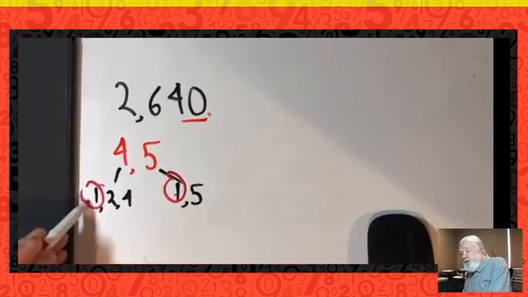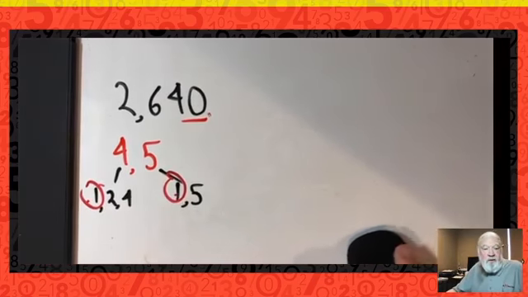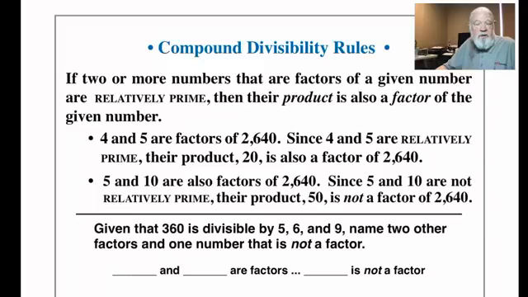And what that means, according to our theorem, let me go put that back on the screen here, is that 4 times 5 is also a factor. So that's what this has been leading up to. If we can find 2 factors that are relatively prime, then their product is going to be a factor of the original number. So looking at that number again, the 2640, 5 and 10 are also factors.